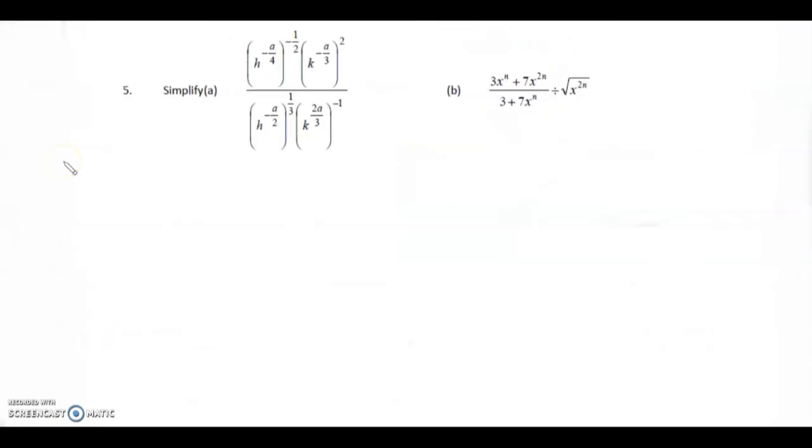Okay, number 5. So in the numerator, we have a base of h and k, and then h and k in the denominator as well. So let's simplify these exponents on the h and on the k. Okay, we'll do both of them, and then we'll divide after. Okay, so same rule. Simplify the numerator, then simplify the denominator, then divide.